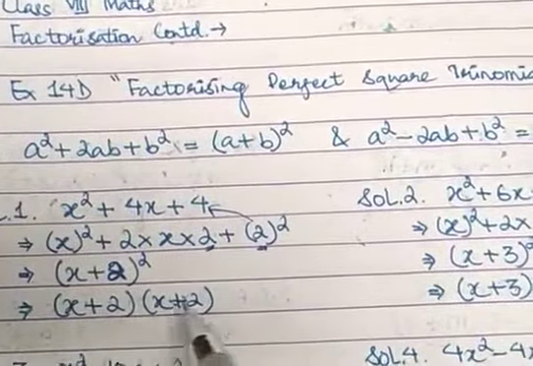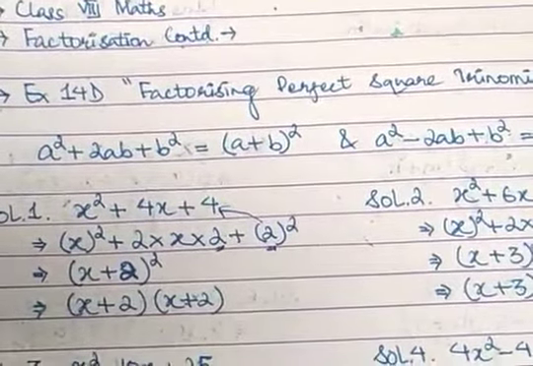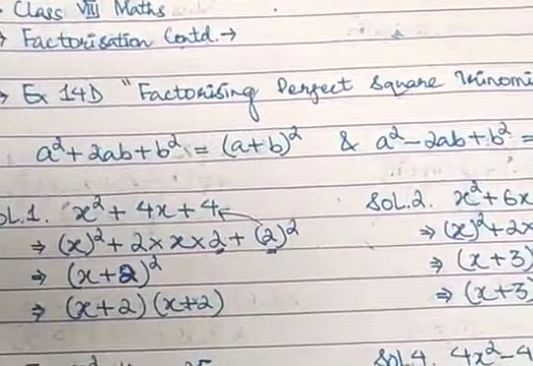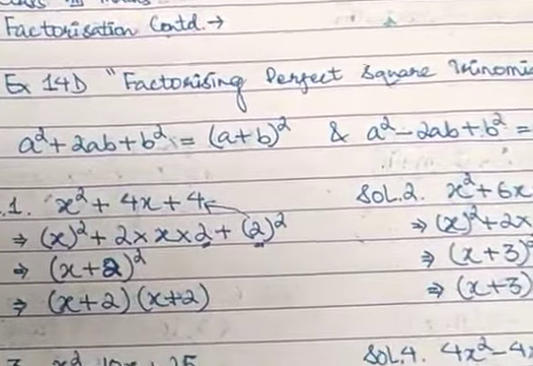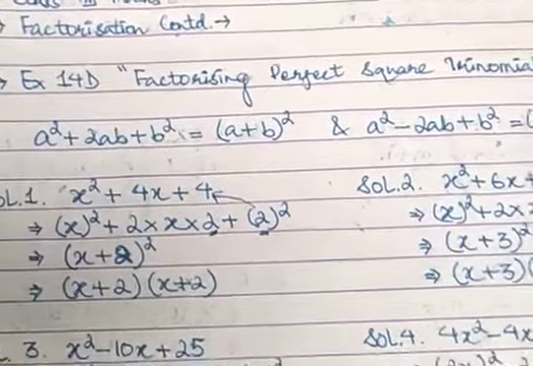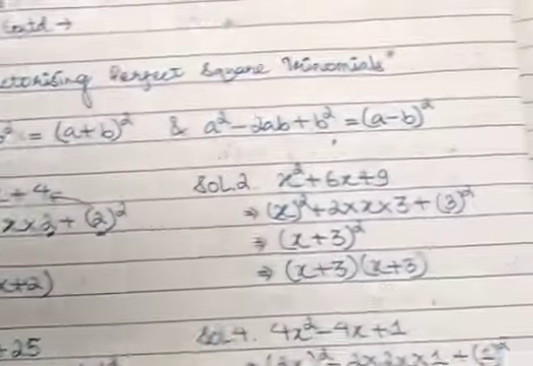Now see, our answer is in the product form. So this is the factor for this algebraic expression. So we have done factorization. Is it okay? Okay, must be okay. Let's do a few more sums. It will be easier for you.